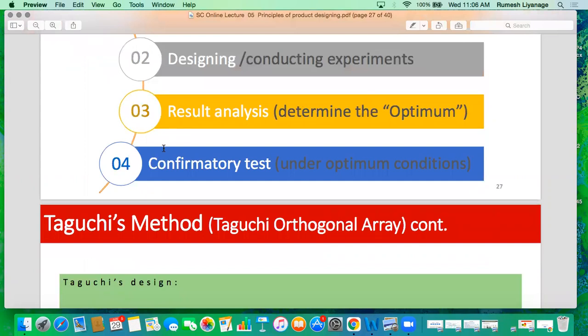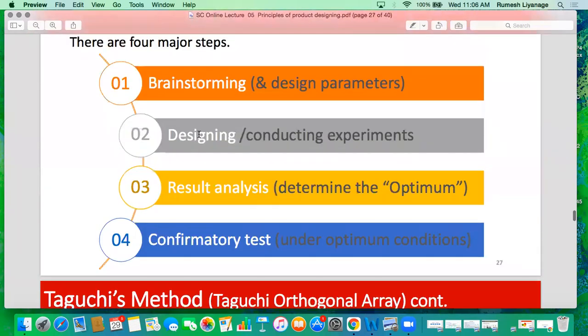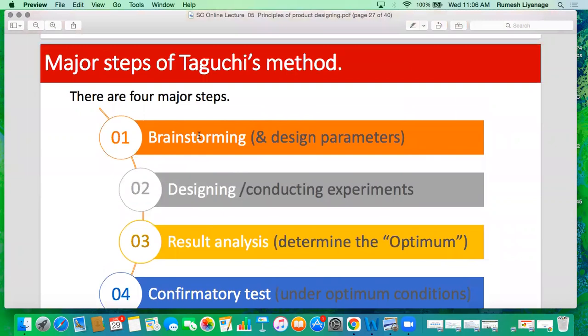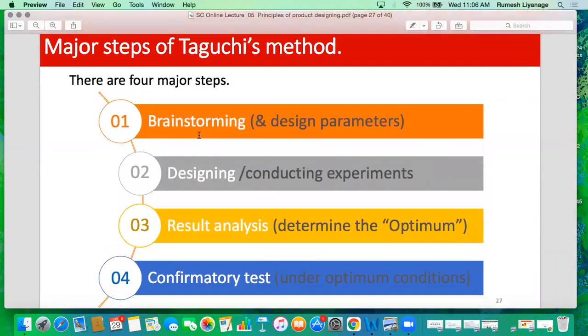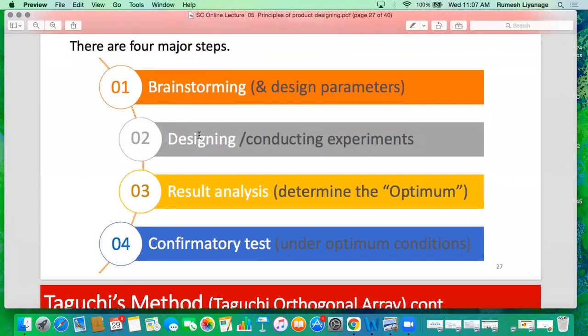This is the temperature. This is the sugar level. For this experiment, likewise, we can confirm it. So these are the 4 steps. You have to understand these 4 steps. It is very essential. You need to have a good understanding of these steps.